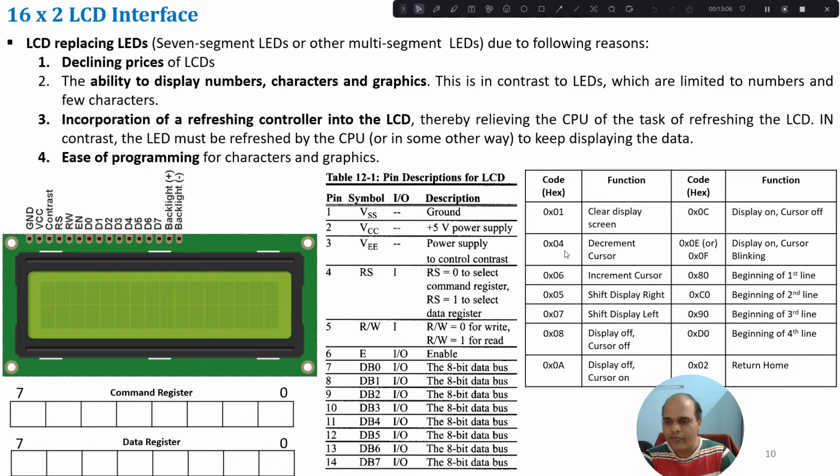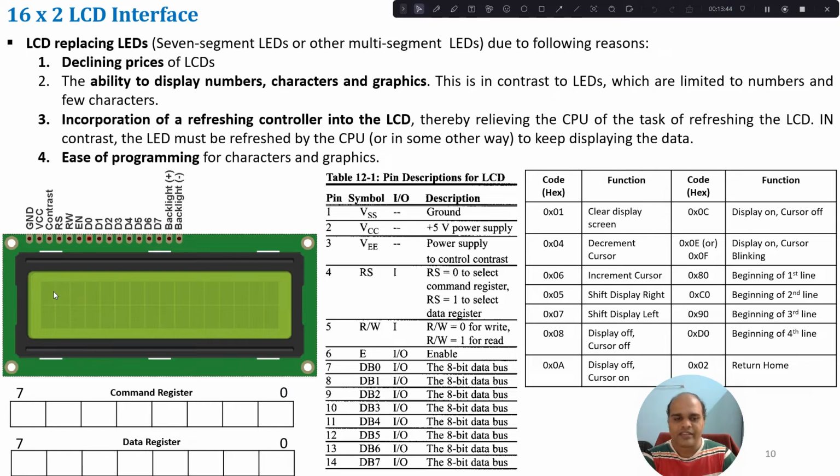If 0x04, then decrement the cursor. 0x06, increment the cursor. 0x05, shift display right. 0x07, shift display left. Shift display left in the sense the character will be shifted towards left by one position. Same way 0x08 means display off, cursor off. 0x0a, display off, cursor on. 0x0c, display on, cursor off. 0x0e or 0x0f, display on, cursor will be in a blinking state.